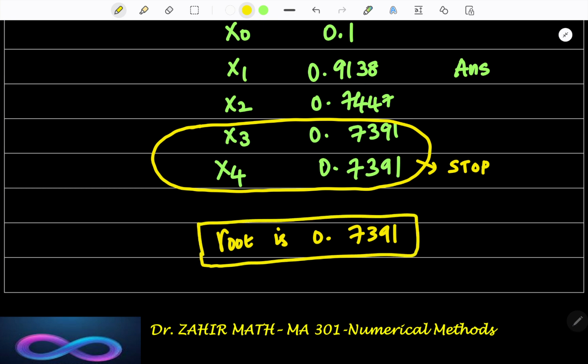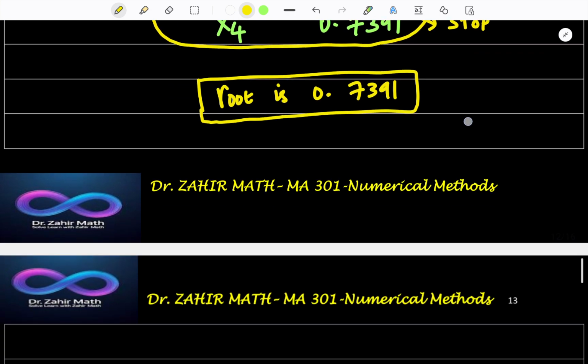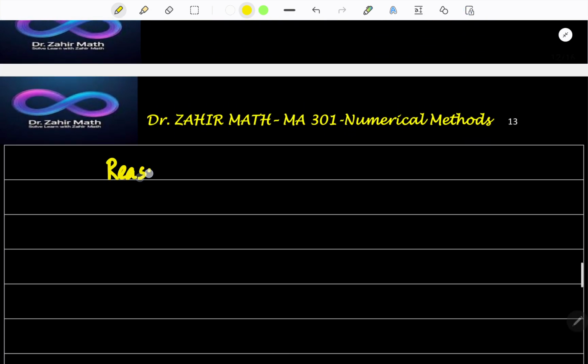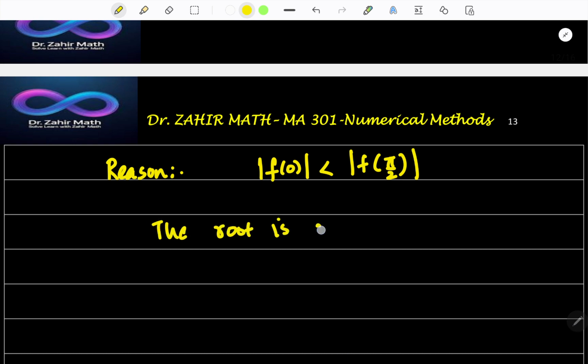Now let me ask you few questions. Teacher, you said the root is closer to 0. So it should be less than 0.5, but you are getting more than 0.7391. What is the reason behind this? Let me tell you the reason for this one. Even though absolute value of f of 0 is less than absolute value of f of pi by 2, the root is not closer to 0.